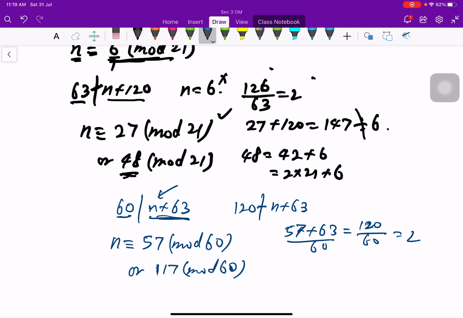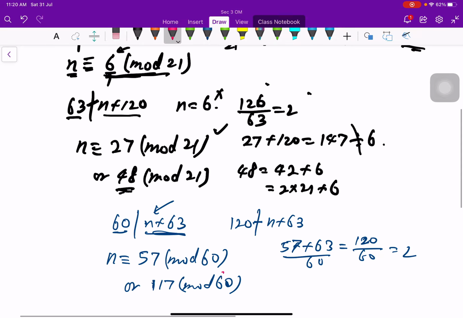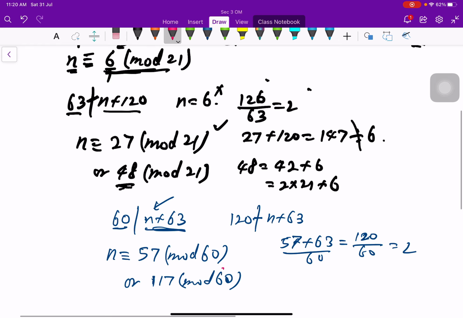Therefore, now I think, can you see that? Let's look at these two numbers. Let's look at 60. But the thing is, can you see that this is 57, right? Let's look at this part here.